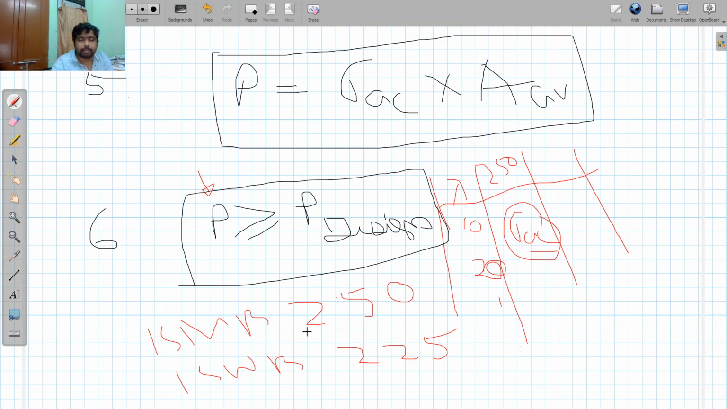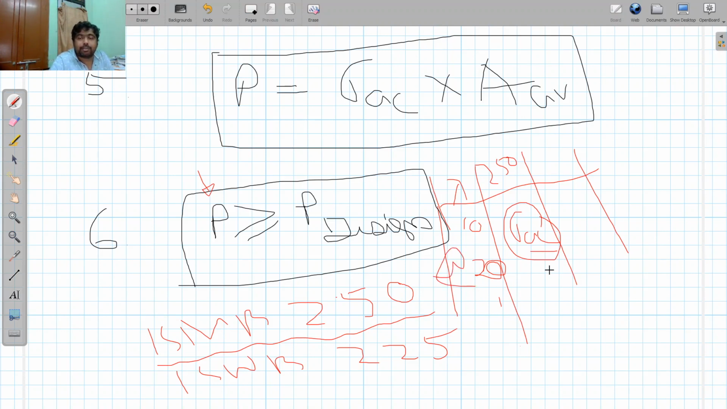Say ISMB 250 is also giving you a calculated load which is more than the design load, and ISWB 225 is also giving you a calculated load which is more than the given load or the design load. Now which one is to be chosen? First of all, you have to see which section is the economical section out of these two. Now how to know which one is economical? Whose weight per meter length is less, that will be the economical section.